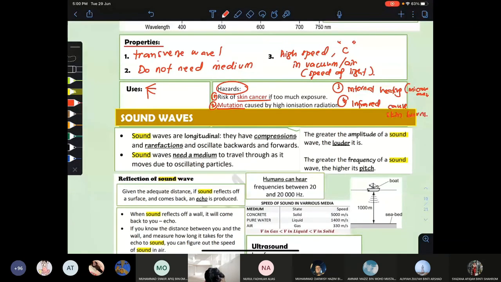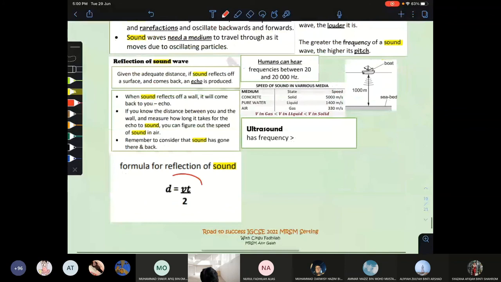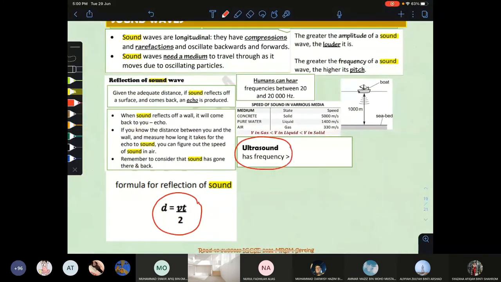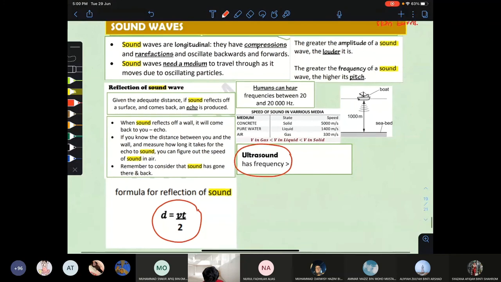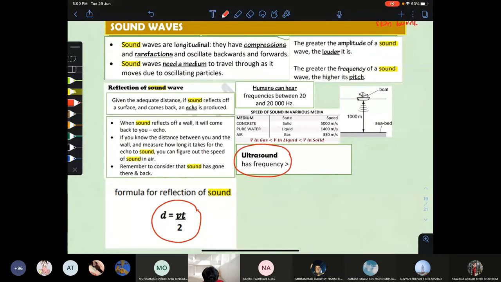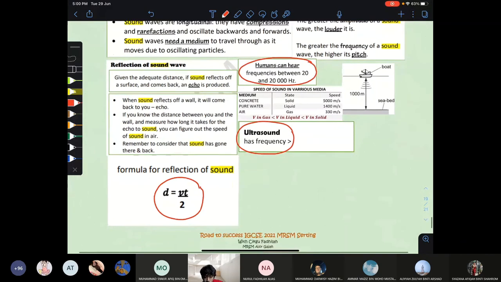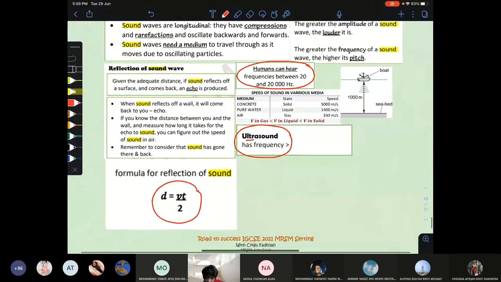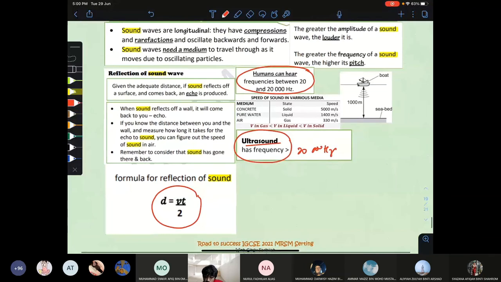Sound wave tak ada apalah. So you need to know the formula. And then ultrasound. You need to know, is ultrasound the same as sound? So ultrasound is actually sound, tapi kenapa? It has higher frequency, that is more than how much? Usually humans can hear between 20 to 20,000 hertz. So above 20,000 hertz is ultrasound. Alright, bagus.